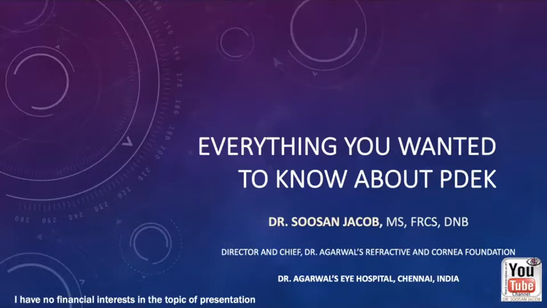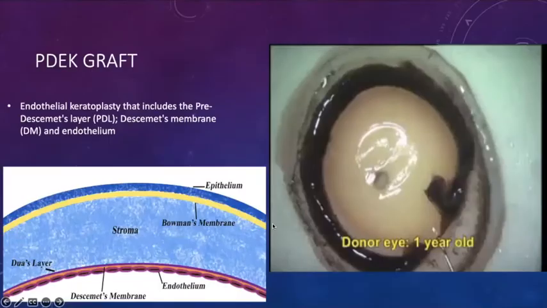I'm going to talk to you about everything you wanted to know about PDEK. And let me say that I have no financial interest in the topic of presentation. So the PDEK graft, we know, includes not just the Descemet membrane and the endothelium, but also the pre-Descemet layer. And what this extra 15 microns of tissue does is it makes the graft much more robust and strong, and also it gives it certain special properties.